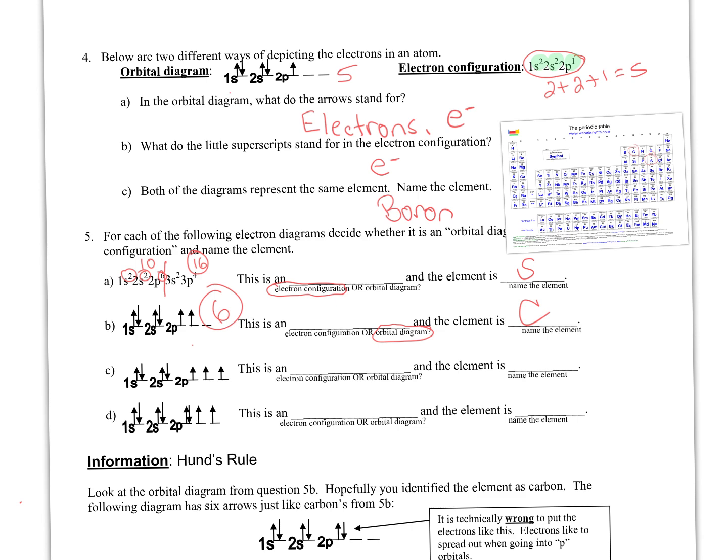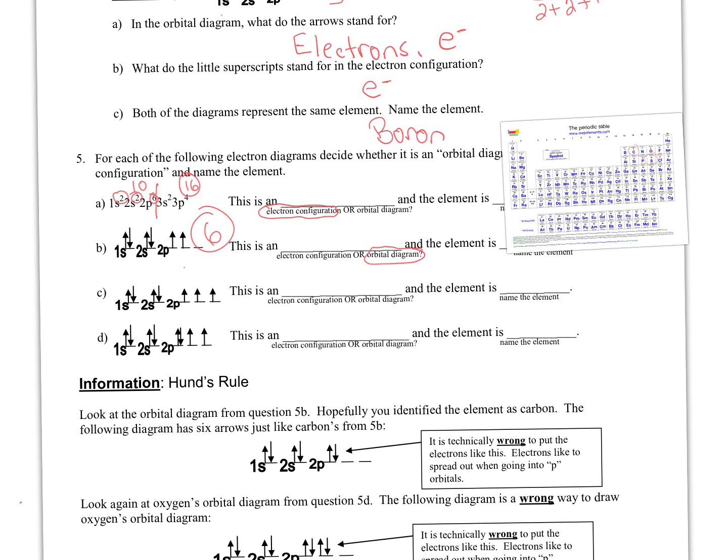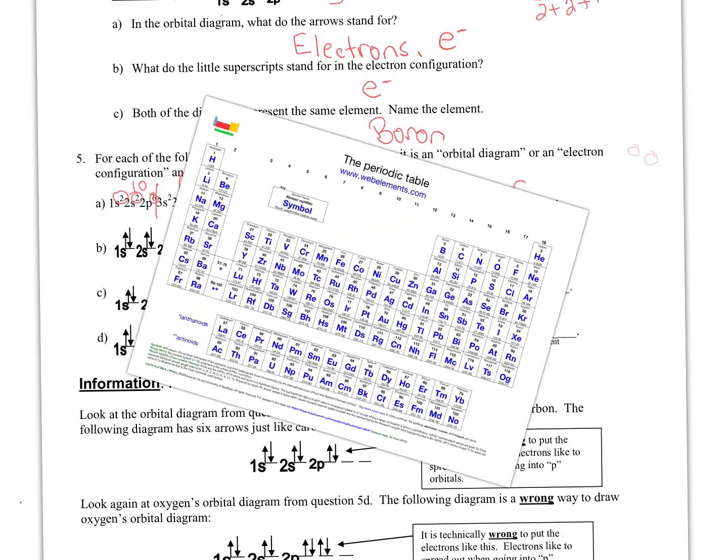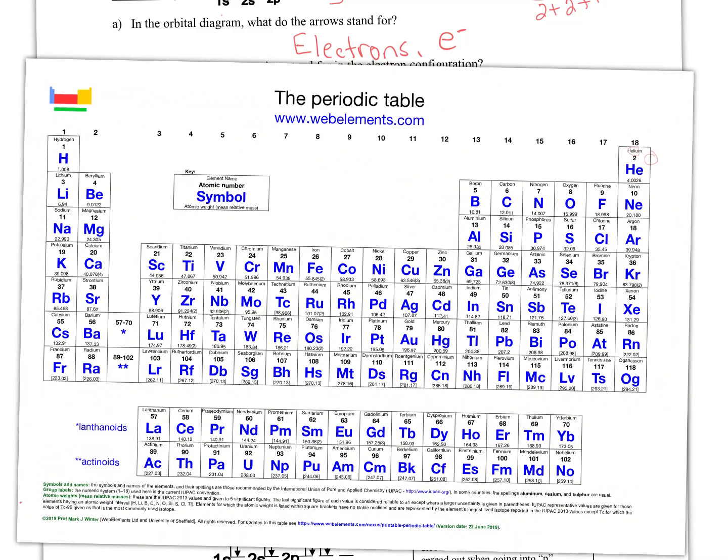All right, the next question. C. Okay, that looks like the one we just did. So orbital diagram. And who is it? Okay, we're just going to count the arrows. 1, 2, 3, 4, 5, 6, 7. So we have 7. So it's going to be the one next to carbon. So when I look to see who is that, that's going to be nitrogen.